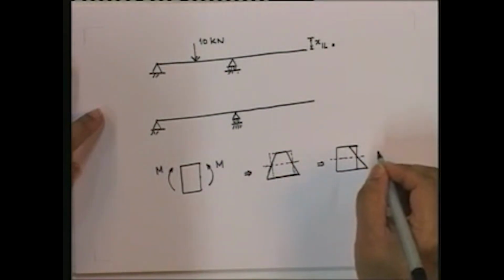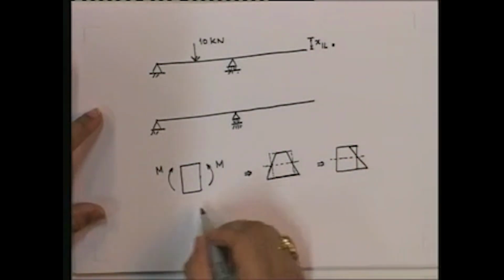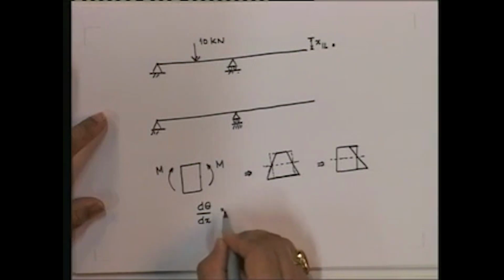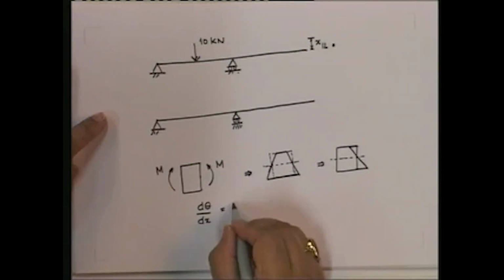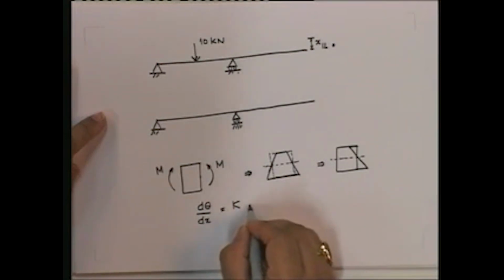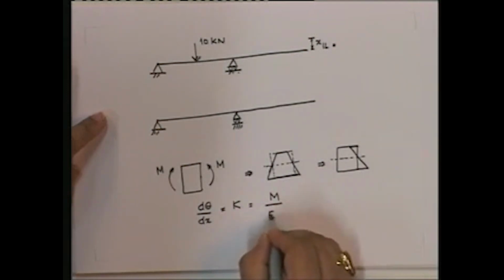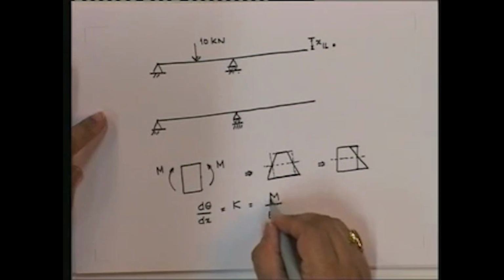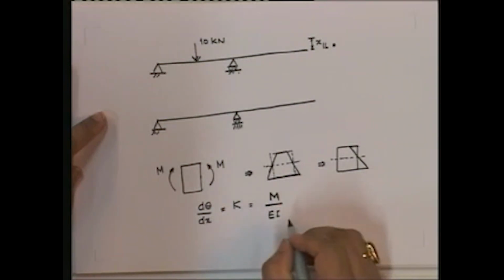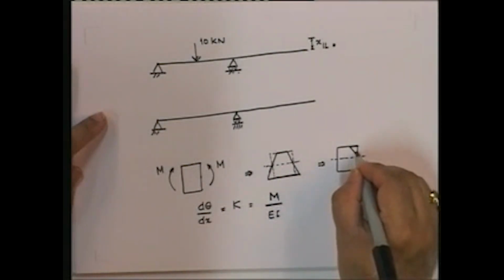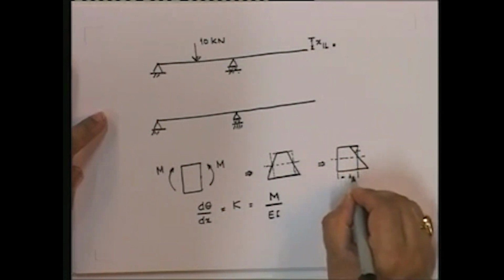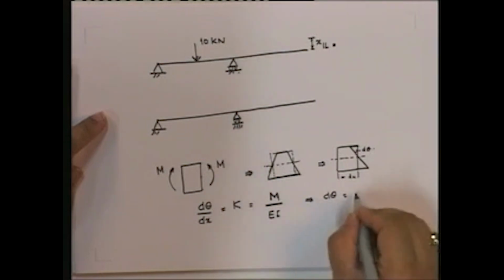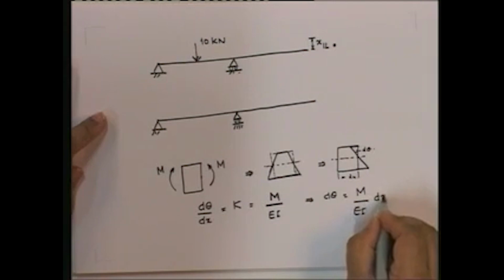So if you look at this, what is the curvature? By definition, curvature is the rate of change of theta per unit length. Curvature in a lot of places is given as kappa. I don't care how you define it, this is curvature. And in simple beam theory it is given by M upon EI. So if my curvature is this, and this is length dx, what is d theta? d theta is given by M upon EI dx.